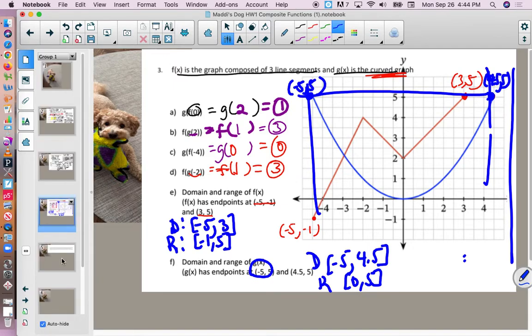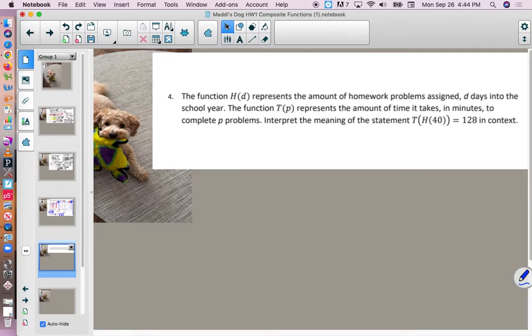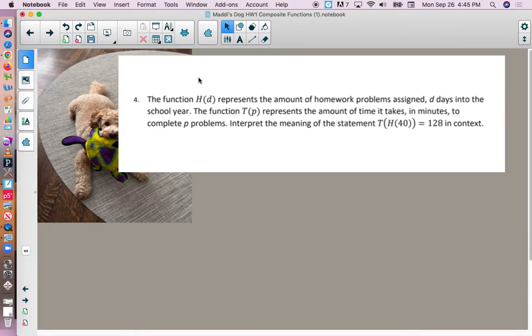And then the last question, function. So answer this on your own. Make sure that you try it, and we'll talk about your answers in class tomorrow. Making sure you do number 4 about H of D represents the amount of homework problems assigned. That's the inside function right here. D days into the school year, and the function T of P represents the amount of time in minutes it takes to complete P problems. And so we got 128. So see if you can answer number 4, and make sure you write something down. Make sure you try it.